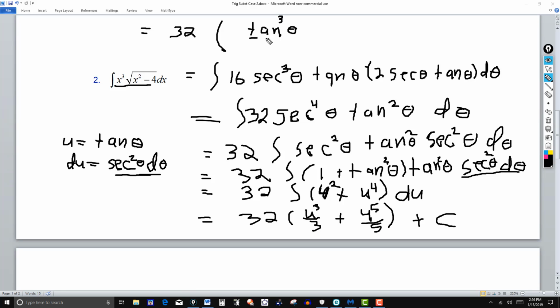plus tangent theta, this one's to the fifth, over 5. And then I'll put my constant of integration there. So that's another form of the answer in terms of theta. But remember, you always give the answer in terms of the original variable, which was, of course, x.